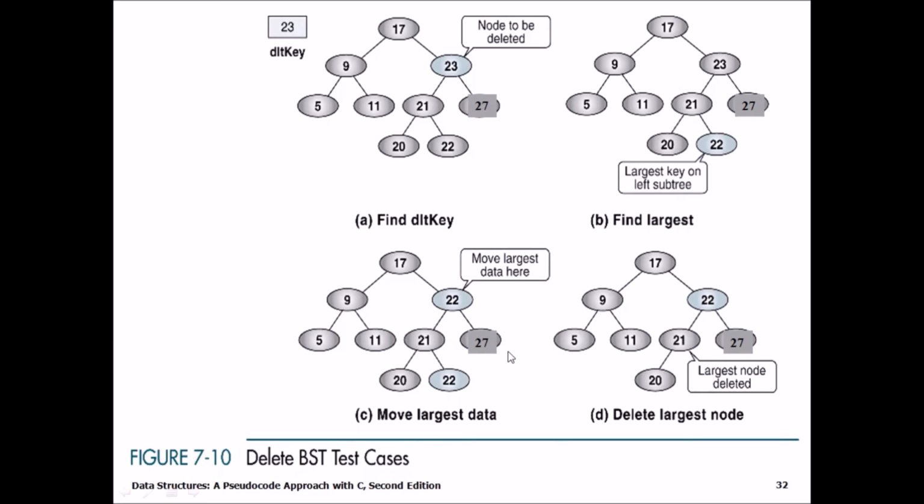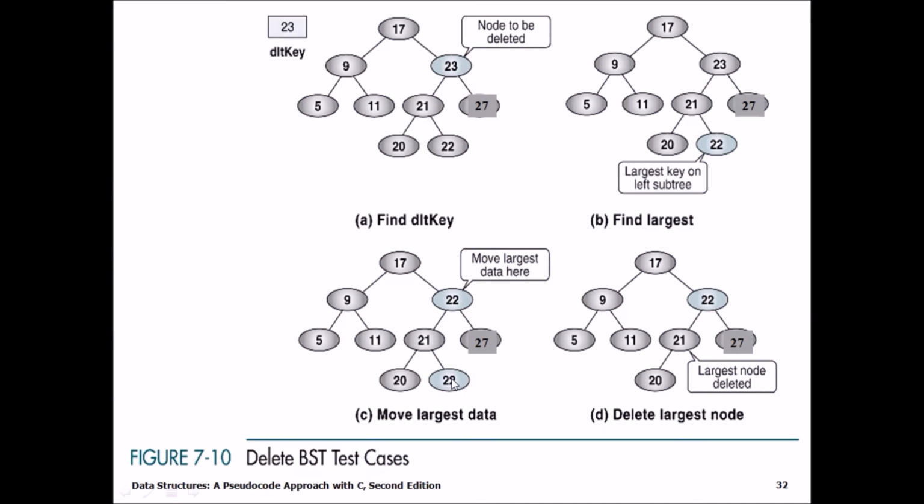Now I have to delete this 23. The node to be deleted is 23. If I have to delete this 23, what is the largest key on the left subtree? This is 22. So I will delete 23, but I have to place this 22 here.